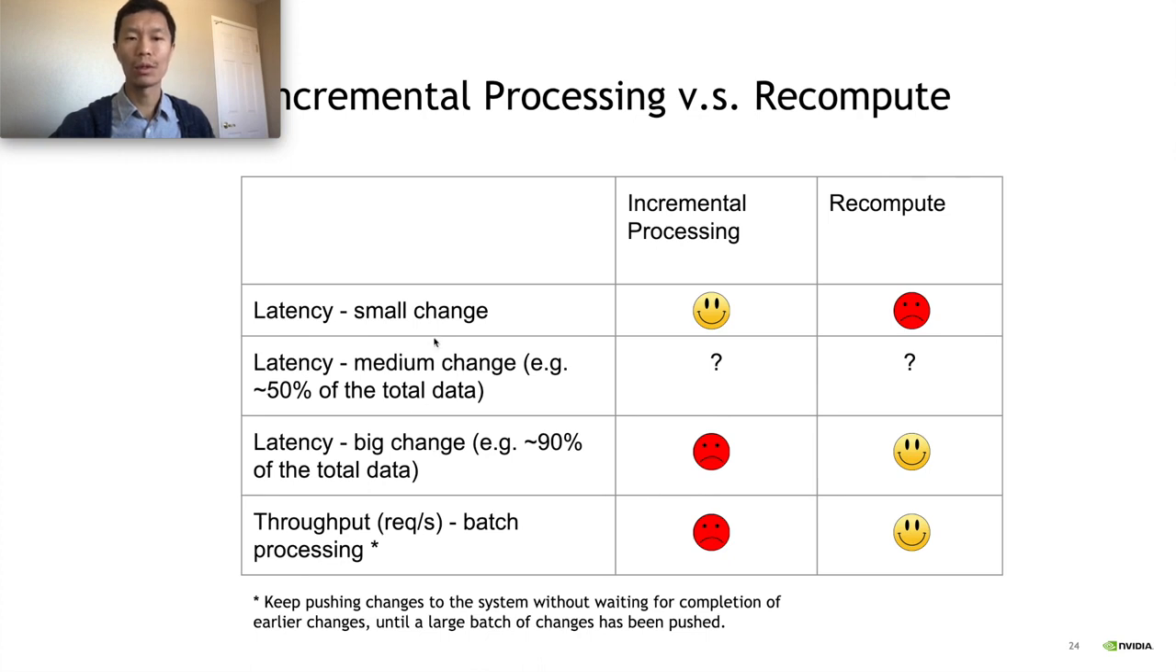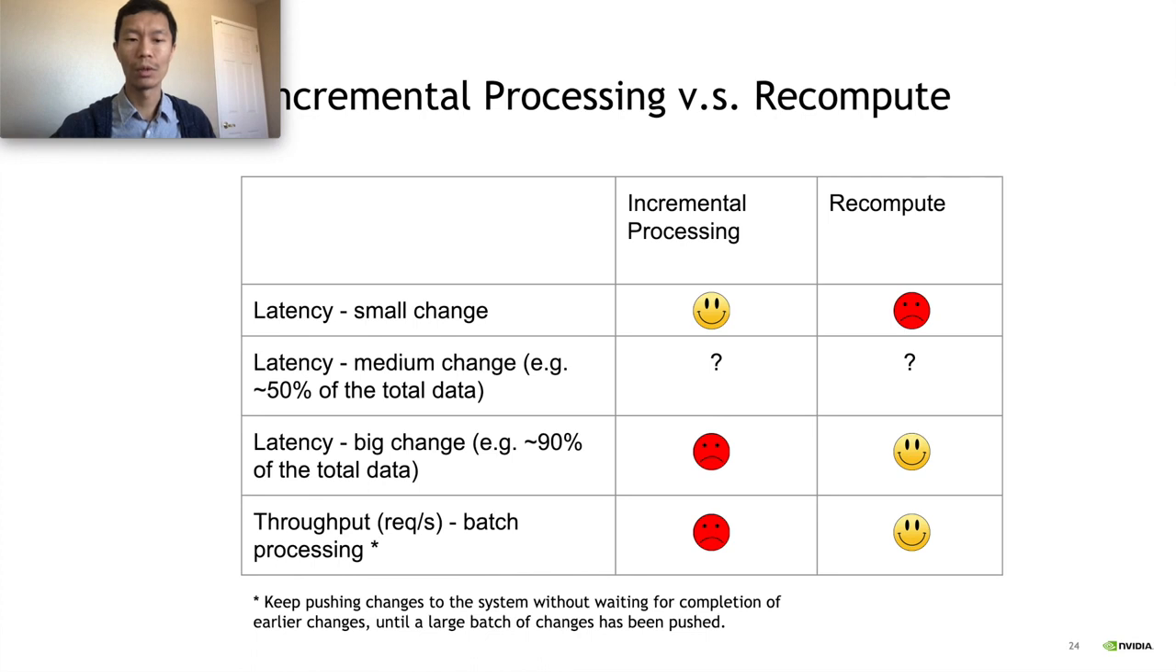So let's have a comparison between incremental processing and recompute. In terms of latency, if there's only a small change, then we're sure that incremental processing should be much faster than recompute. But when the size of a change increases, let's say 50% of the total data has changed in one shot, maybe we cannot tell which way is better. And if 90% of the data changed in one shot, we are almost sure that recompute should be faster than incremental processing of each of the changes.